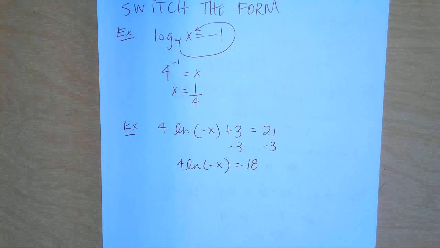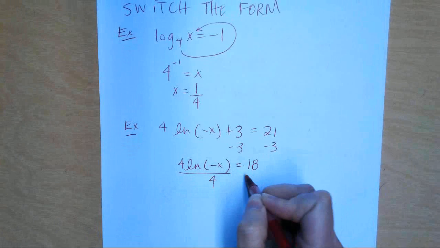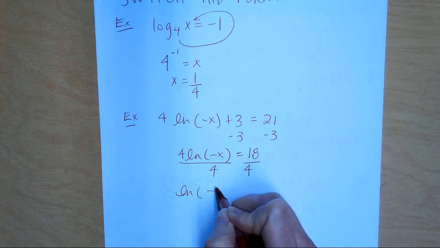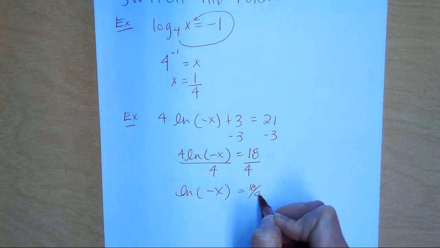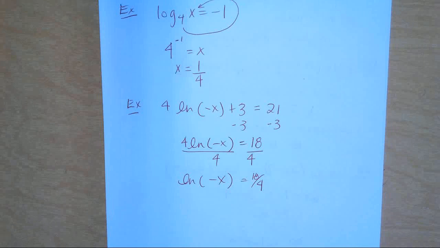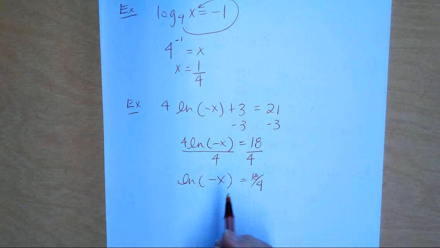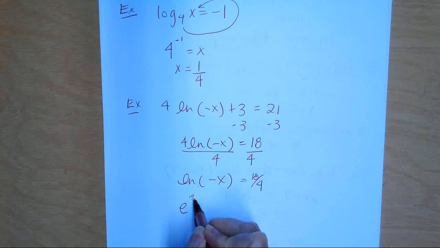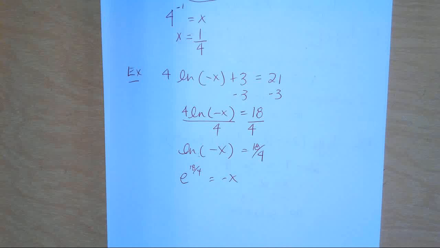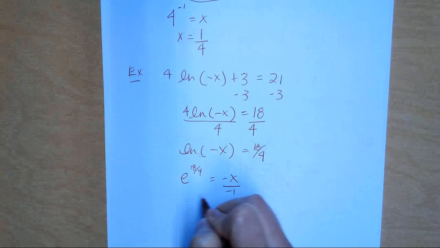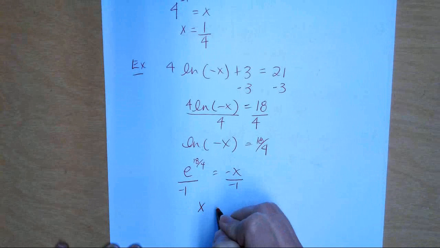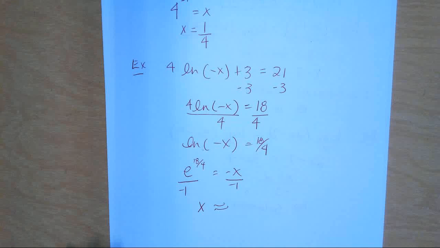Then what should we do next? Divide by 4. So ln of negative x equals 18 over 4. And now I have a log expression equals a number, so I need to switch the form. What is the base here? It's e. So I have e to the 18 over 4 equals negative x. To solve for x, I divide by negative 1. And someone tell me what that is. E to the 18 over 4 divided by negative 1.